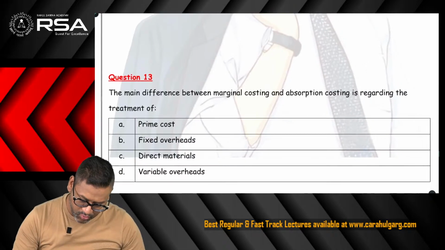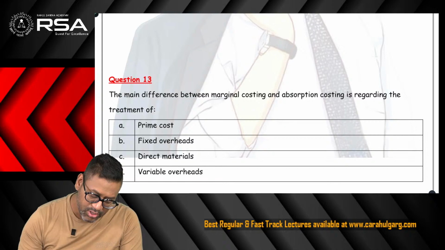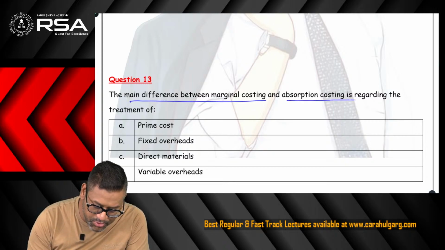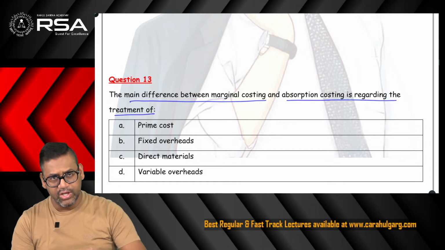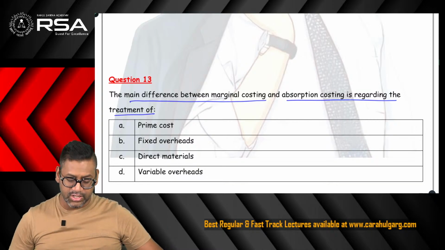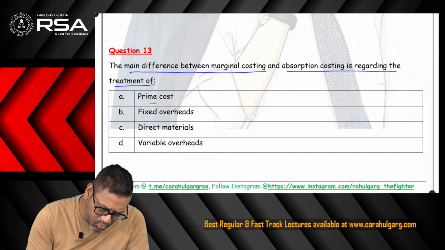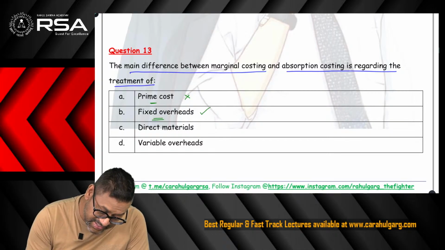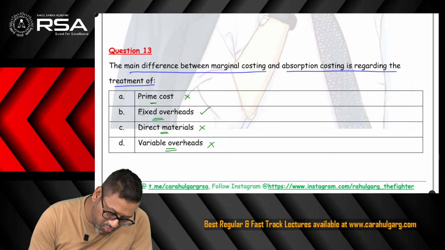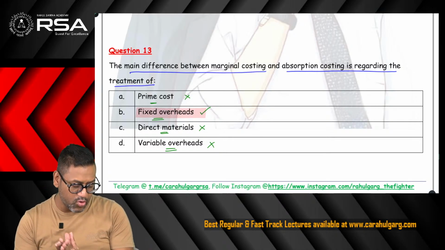Okay, now we move to the questions of the chapter marginal costing, which is again a very good chapter. So it says the main difference between the marginal costing and the absorption costing is regarding the treatment of. When we do the chapter marginal costing, we encounter one topic, absorption costing versus marginal costing. So what is the main difference between the two? The question says, is it prime cost? No. Is it fixed overheads? Yes. Is it direct material? No. Is it variable overhead? No. The answer is fixed overhead. The treatment of fixed overhead is different in both the marginal and the absorption costing.